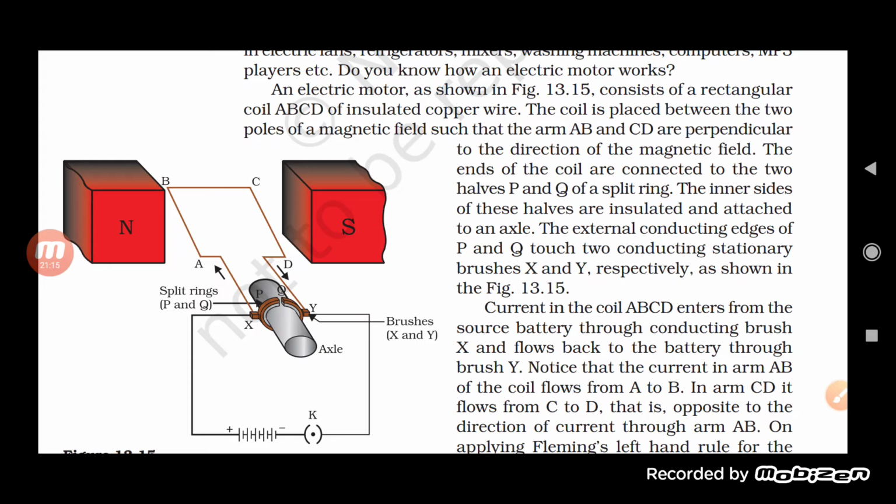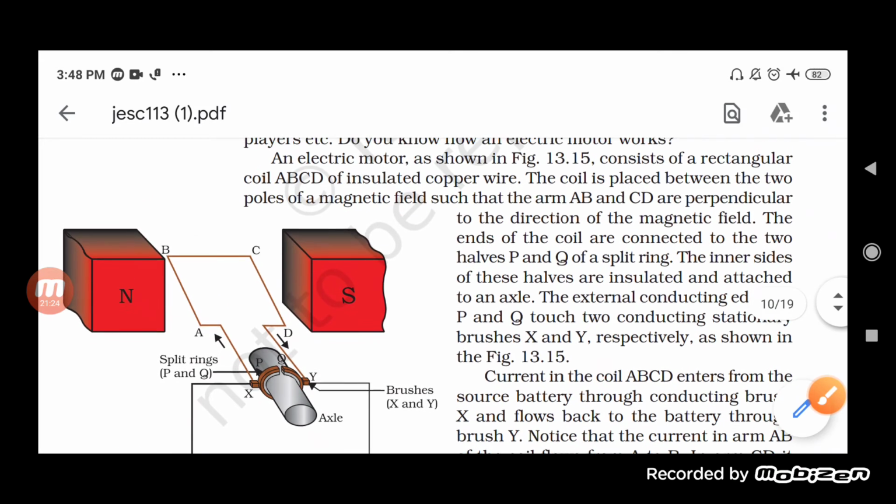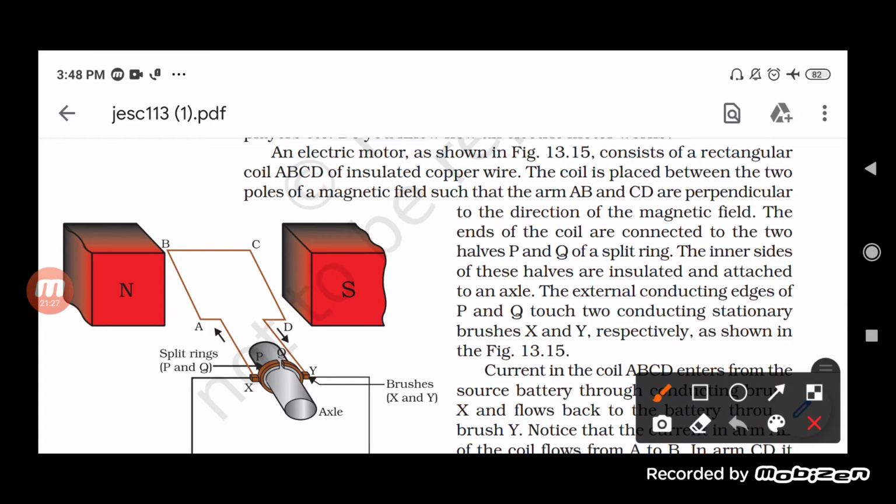An electric motor, as shown in the figure, consists of a rectangular coil ABCD. As you can see here, students, it consists of a rectangular coil A, B, C, D, and this coil is insulated with copper wire. It is placed in a magnetic field, and the magnetic field is produced by two poles of a magnet. One is the north pole and the other one is the south pole.